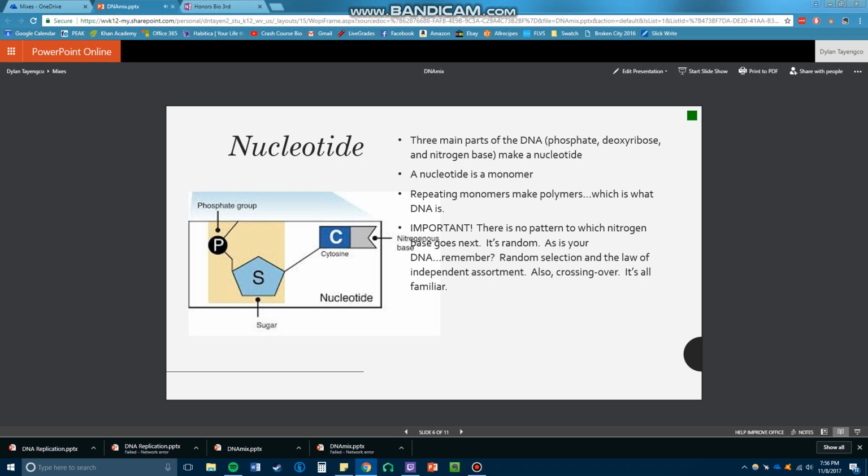Nucleotide is just one piece of this puzzle. We've talked about this in terms of monomers and polymers. The nucleotide, though, is just the phosphate, the sugar, which is deoxyribose, and one of the 4 nitrogen bases. That's what a nucleotide is. It's just one little piece of DNA. The nucleotide is the monomer. These repeat, which makes a polynucleotide, or just a simple polymer in our case.